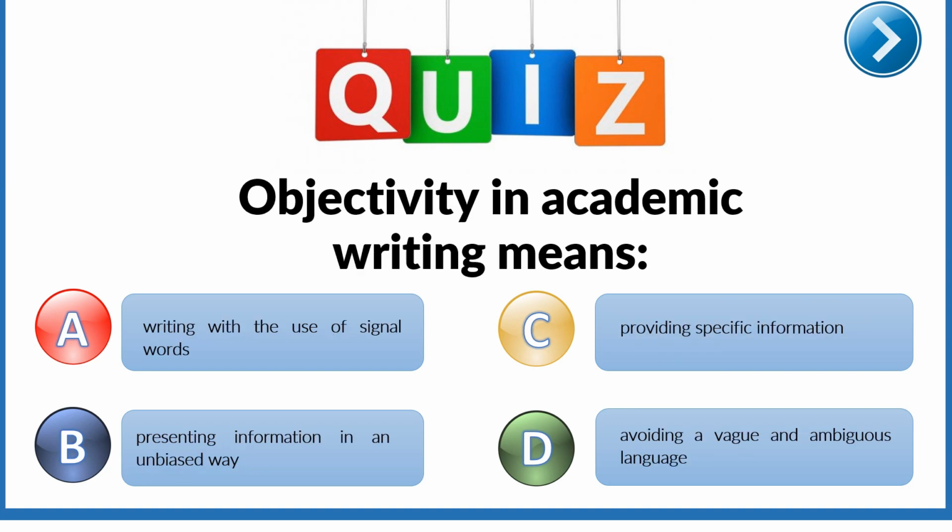For the next item, objectivity in academic writing means A. Writing with the use of signal words. B. Presenting information in an unbiased way. C. Providing specific information. Or D. Avoiding a vague and ambiguous language. The answer is letter B. Presenting information in an unbiased way.